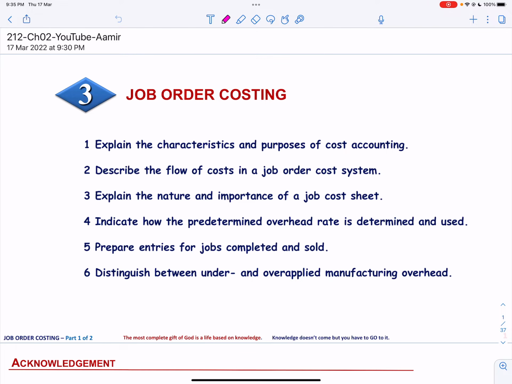Accurate costing is critical for a successful business. It becomes more important, especially in case of bidding for new jobs or contracts, where a company needs a good costing system. This video explains how costs are assigned to specific jobs. First, we explain the flow of costs in a job order costing, followed by reporting job cost data, and finally, we explain the concept of over applied and under applied manufacturing overhead.